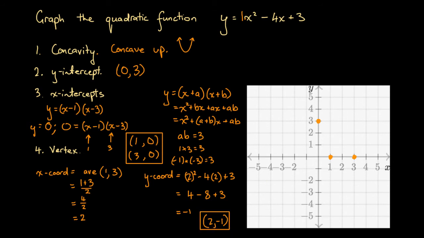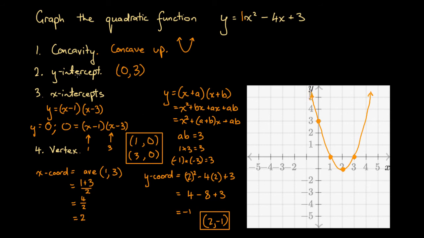And let's plot that on the graph. So that is going to be 2 units right of the origin and 1 unit down. Okay, the last thing we need to do is actually graph this parabola or this quadratic function. So we can join up these dots. It's going to be concave up, so it's going to look something like this shape. And we're going to put an arrow here and an arrow here.